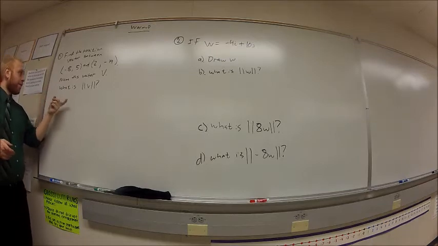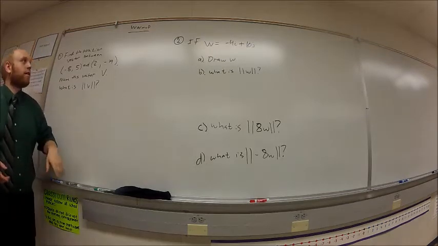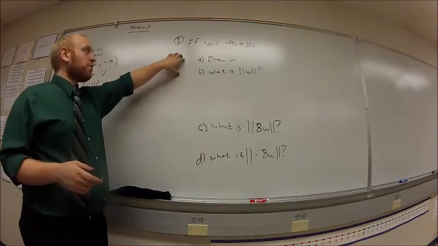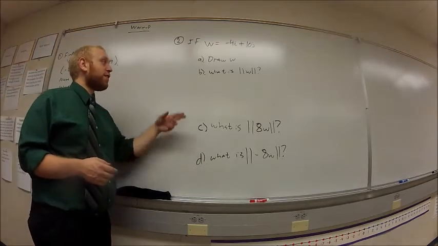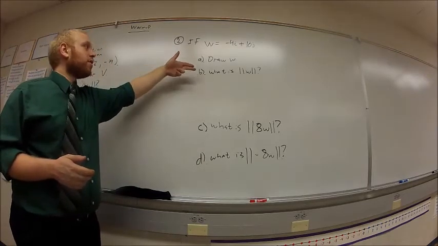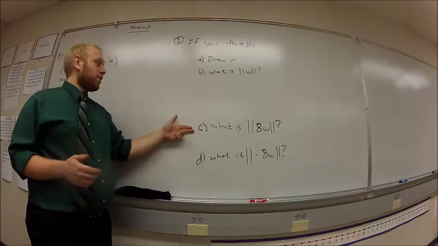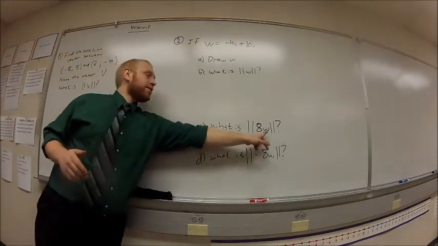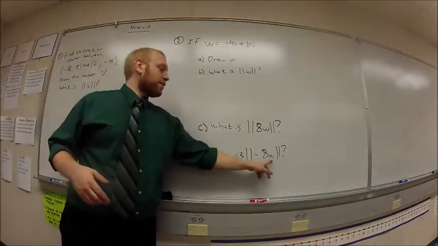Position vector, vector v. And then what is the magnitude of v? And then number 2, if w equals negative 4i plus 10j, first of all, I want you to draw w. 2, what's its magnitude? 3, what's the magnitude of 8 times w? And what's the magnitude of negative 8 times w?